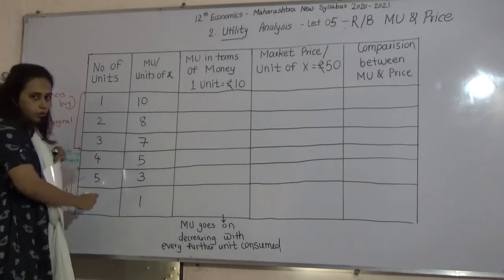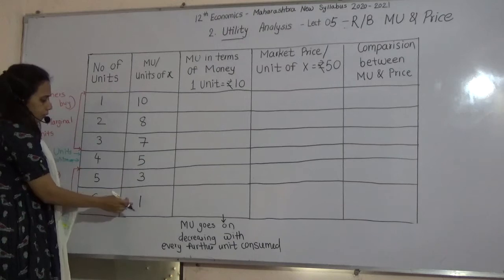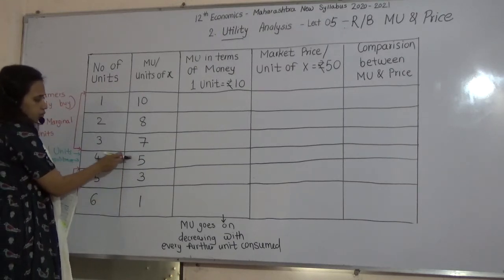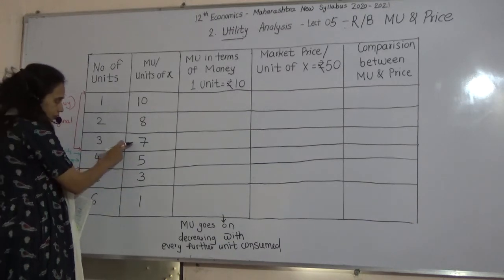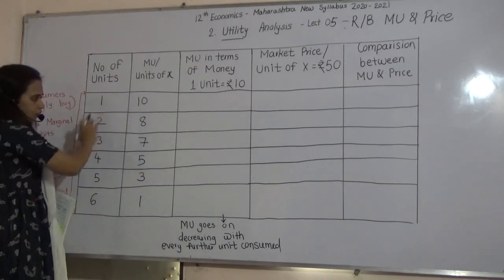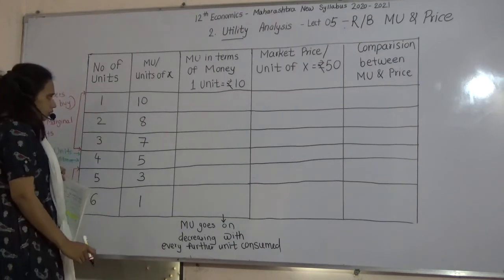See, total there are 6 units. Then MU, remember, we will start from this 1, 3, 5, 2 difference is there. 1, 3, 5, 7. Here only one difference, again 2. Remember this thing. Remaining calculation I will show you.